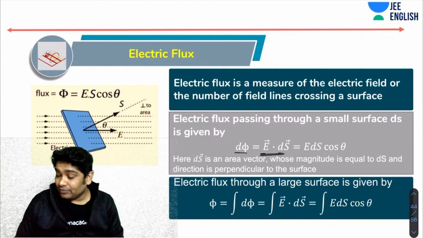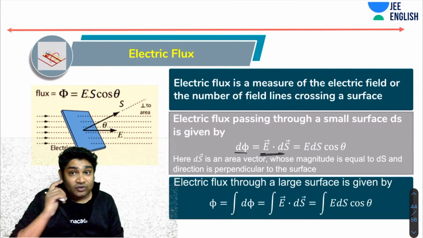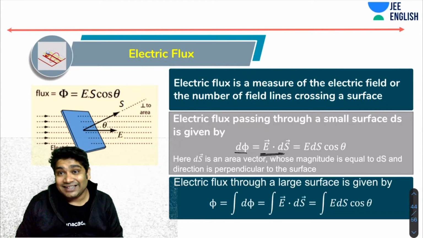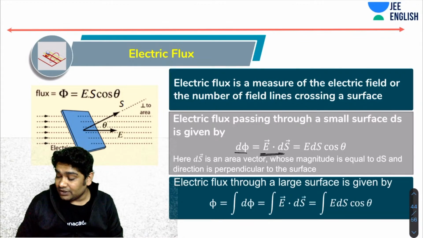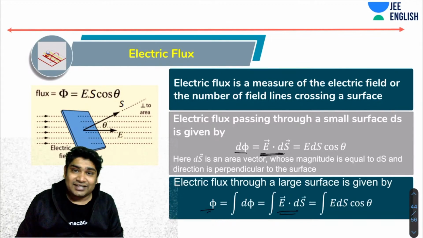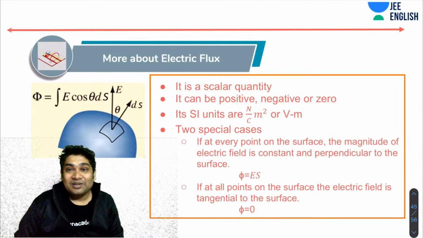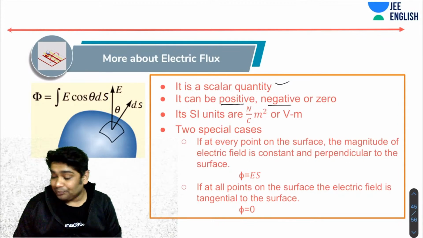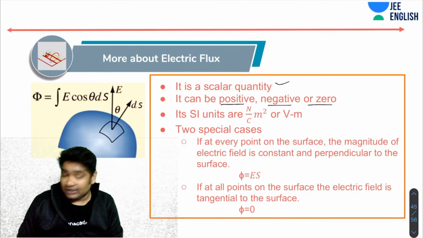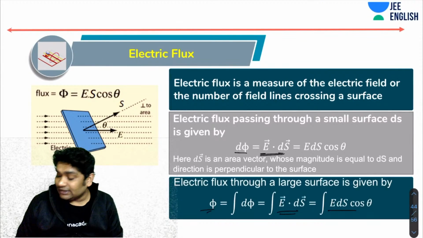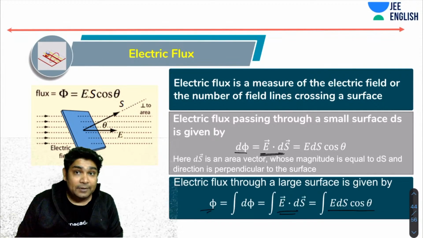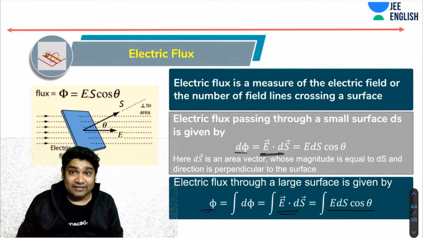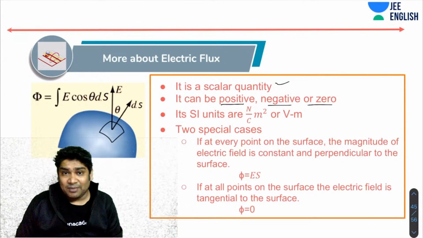So, okay. Next, electric flux for a large surface, of course, can be calculated by integral of this. So, for any large surface, the electric flux is defined as integral of E dot ds. Okay, please remember that. Of course, since this is a dot product, this is a scalar quantity. So, let's talk about properties of electric flux. So, it's a scalar quantity. Now, it can be positive, negative, or zero. Why? Because of cos theta present there. So, this term, cos theta can be positive, can be negative, can be zero also. Okay, so that is why E dot ds can have any value. Okay, so fluxes can be positive, negative, everything.